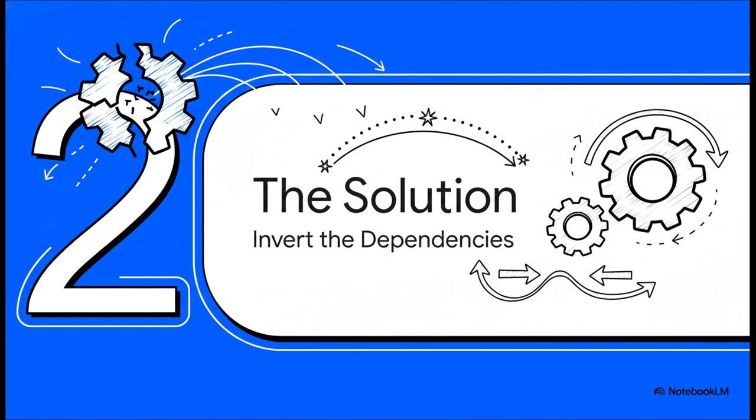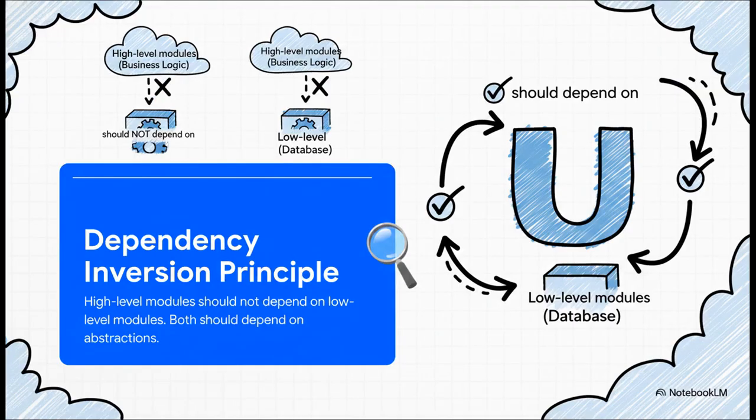How can we build software that actually embraces change instead of shattering into a million pieces? Well, the answer is pretty cool. We invert the dependencies. And that brings us to the formal definition of the Dependency Inversion Principle, or DIP. Now pay close attention to the wording here because it's super important. It says our high-level stuff, like our business rules, should not depend on the low-level stuff, like the database code. Instead, and this is the key part, both of them should depend on abstractions, like an interface.